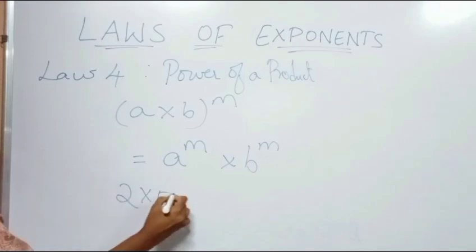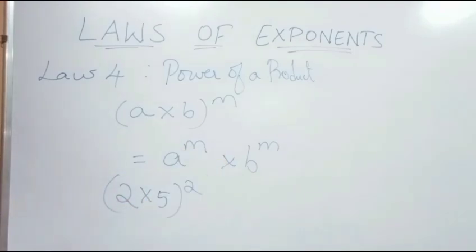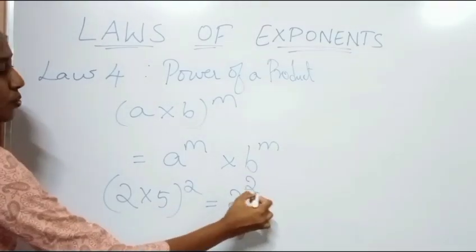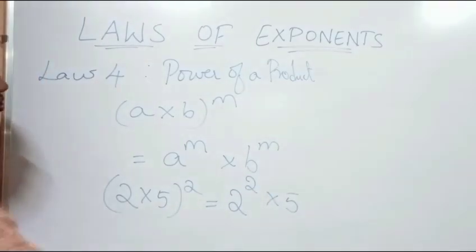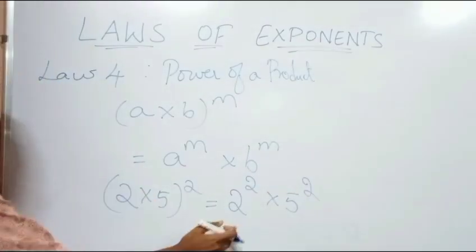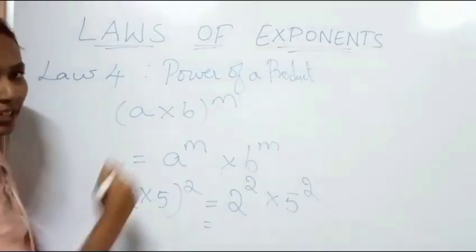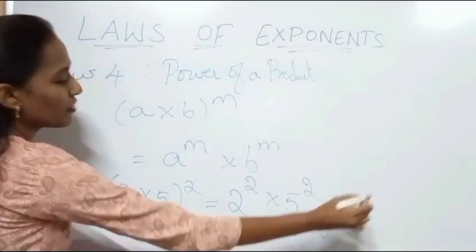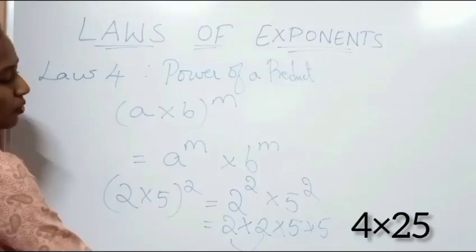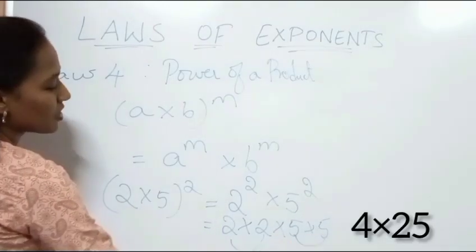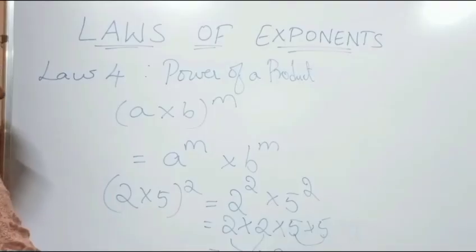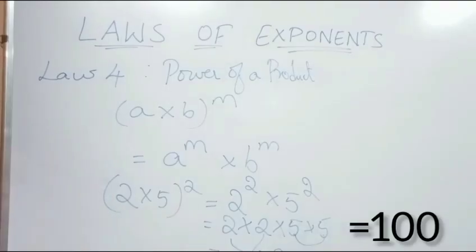2 into 5 raised to the power of 2. You will write it as 2 to the power of 2 into 5 to the power of 2. So, your 2 is multiplied 2 times and 5 is multiplied 2 times. So, it is 2 into 2 into 5 into 5. 2 2s are 4, 5 5s are 25. So, 4 into 25, you get 100.